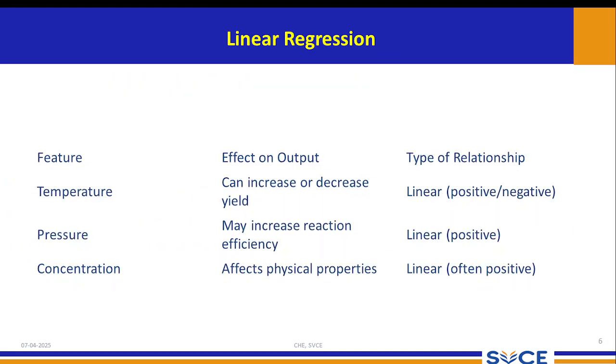When you see the features here, how temperature, pressure, and concentration vary affects the yield. The first example: temperature, if we increase or decrease it, may increase or decrease the yield. Pressure may increase reaction efficiency as it increases; it's a linear positive correlation. The previous one is both a positive as well as negative linear correlation. And concentration affects the physical properties, which often leads to a linear relationship.